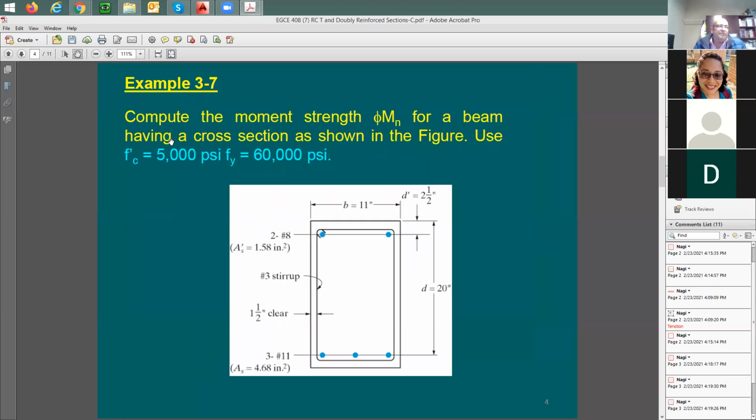Okay, an example. It says, compute the moment strength phi Mn for the beam having the cross-section as shown, 11 by 20 for the depth. It's going to have bottom reinforcing of 3 number 11, 4.68 square inches. So this is good, right? 2 number 8 is going to be 1.58 square inches.